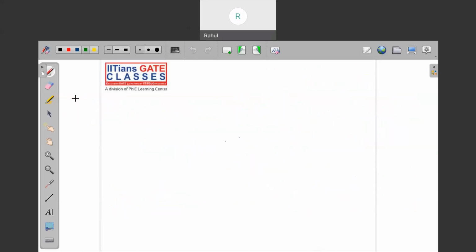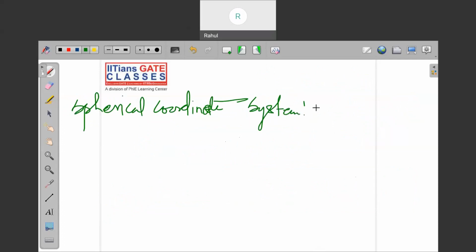Anyway, spherical coordinate system now. What are the coordinates of spherical? r, theta, phi. So we need to again find dl. I'm directly writing it now with r, theta, phi.